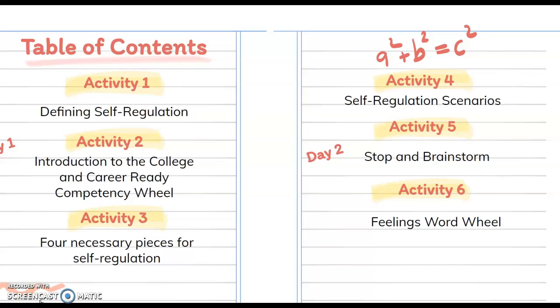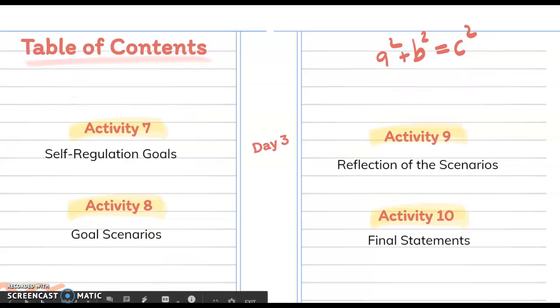When we get back from Thanksgiving break, day 2 will be self-regulation scenarios, stop and brainstorm, and feelings word wheel. The week after that, we will be completing activities 7 through 10: self-regulation goals, goal scenarios, reflection of those scenarios, and your final statements.